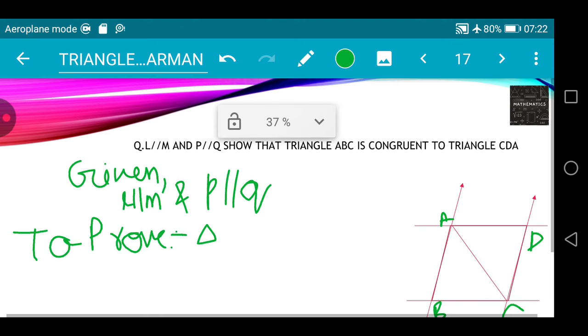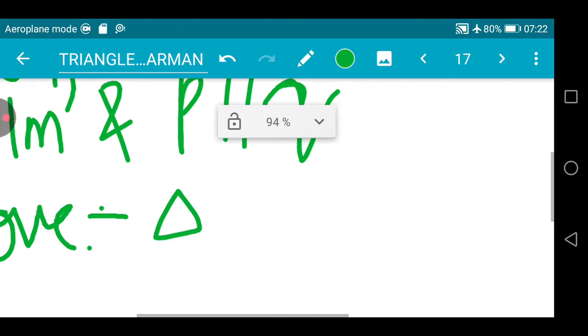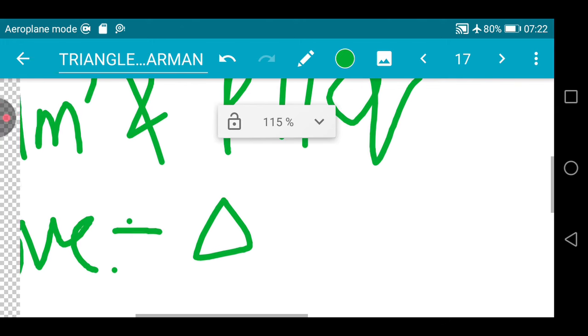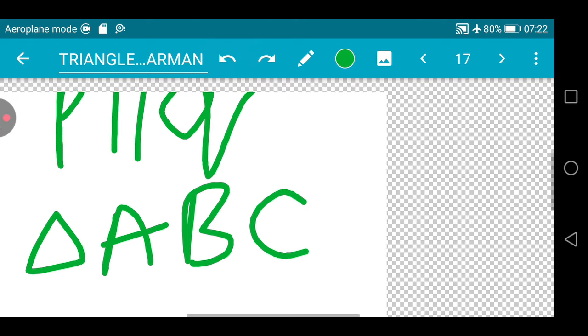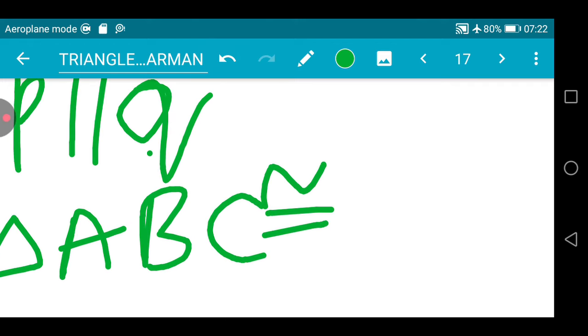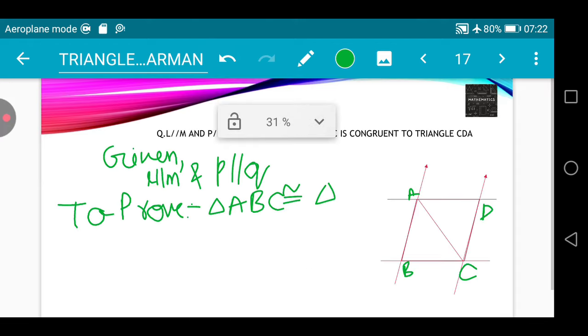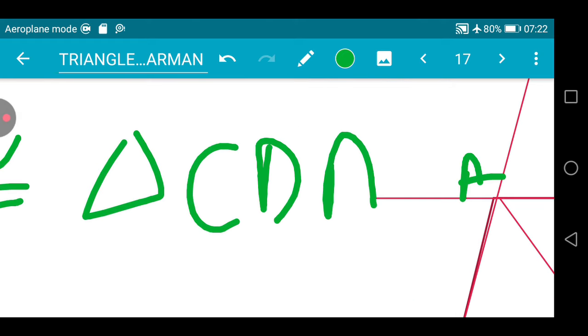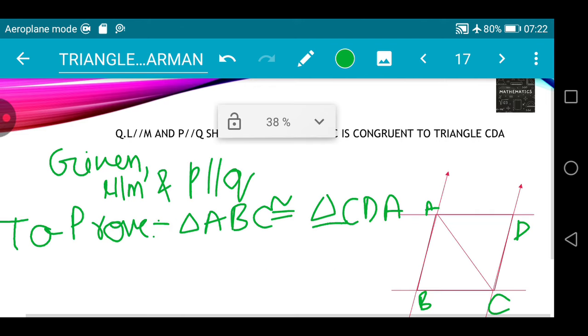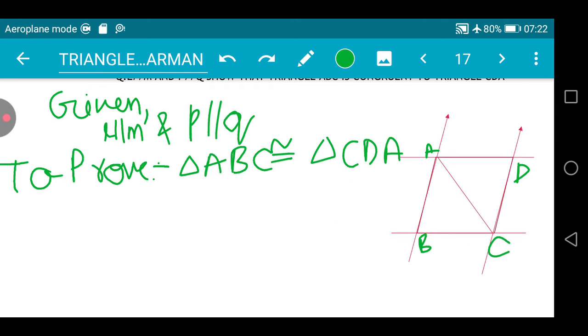Show that triangle ABC is congruent to triangle CDA. How will we prove this? Let's see. L is parallel to M and P is parallel to Q. It is given already. We have to prove that triangle ABC is congruent to triangle CDA. Firstly, we will see that L is parallel to M and P is parallel to Q.